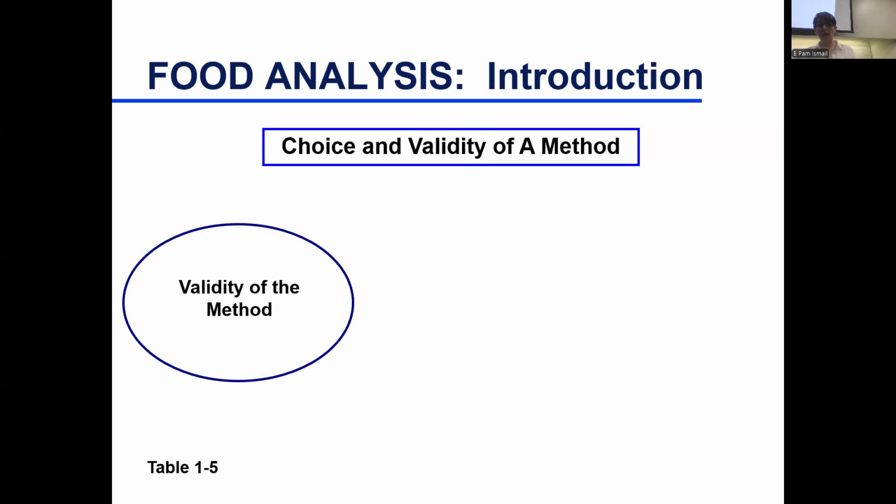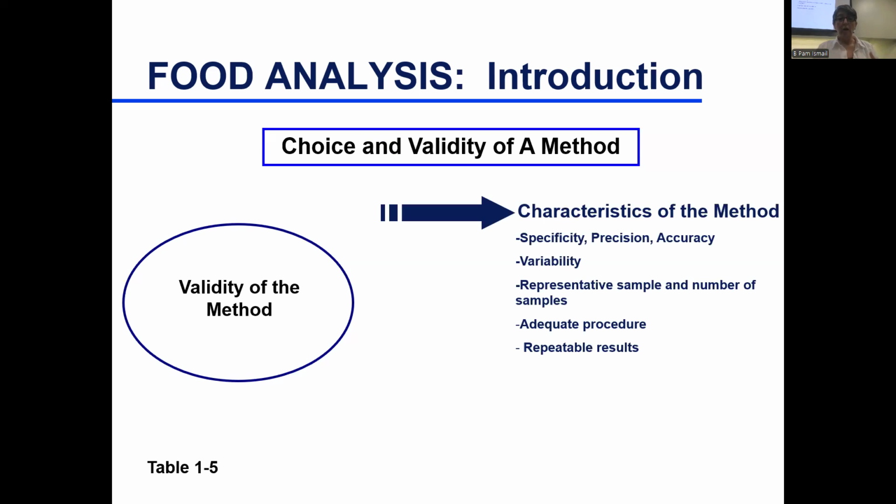So we talked about different characteristics of the method. Well, let me bring you back to why we're talking about method. When you are an analyst, the first thing is, what am I going to analyze? What's my objective? And you determine, okay, I'm going to analyze reducing sugar. Okay, so many methods out there. How do I choose my method? In order to choose the method and validate that it's going to give me good results, I look at the characteristics of the method.